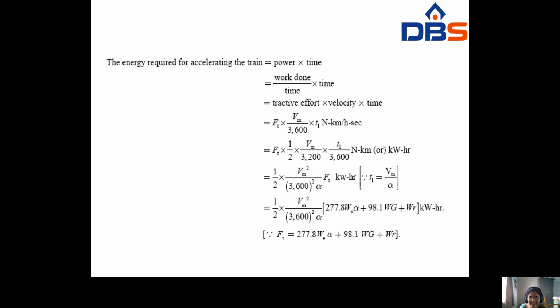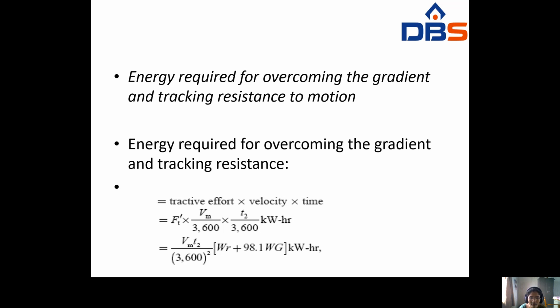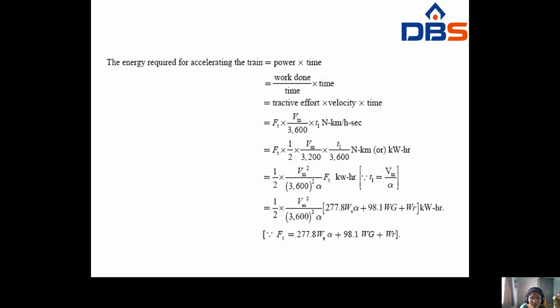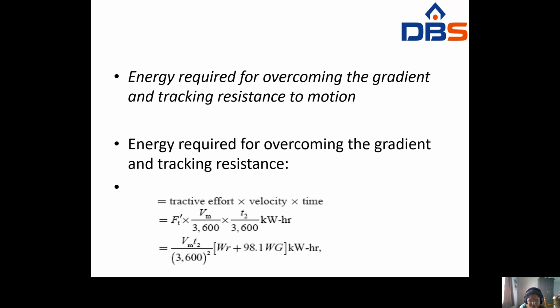Next you have to overcome the gradient and gravitation. See here, the energy required for overcoming the gradient and track resistance to the motion. Three forces act on the train: the accelerating force, the gradient force, and the force used to overcome the track resistance. First you find the energy required for accelerating the train. Next we find the energy required for overcoming the gradient and track resistance to the motion.